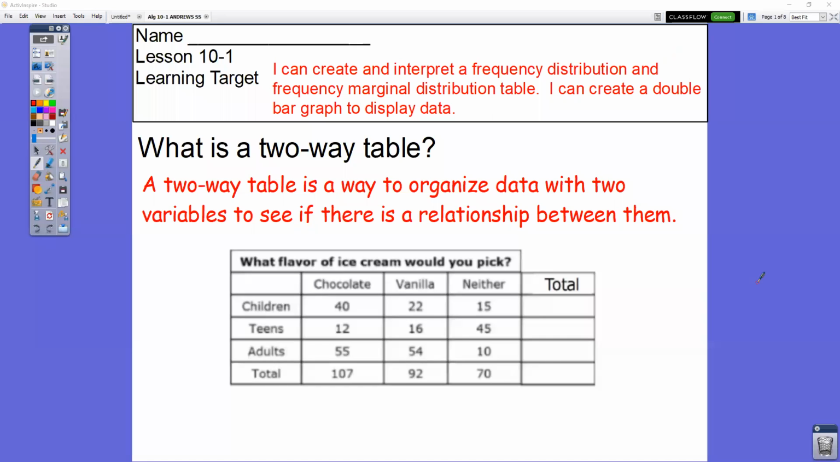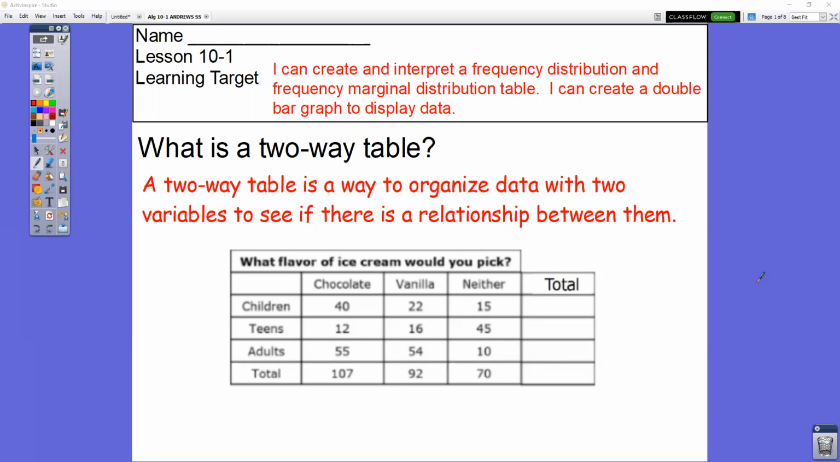So this is the lesson for 10-1. What you're doing today is creating and interpreting a frequency distribution and a frequency marginal distribution table. We're also creating double bar graphs to display data, answering questions from two-way tables, and things like that.